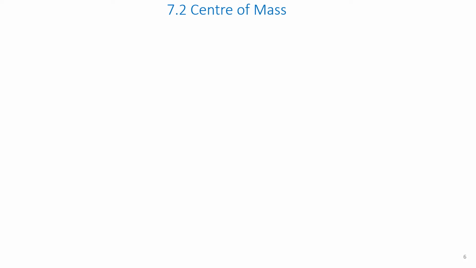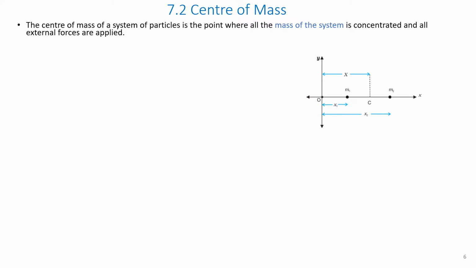Center of mass. The center of mass of a system of particles is a point where all the mass of the system is concentrated and all the external forces are applied. Consider two particles M1 and M2 located on the x-axis at distances of x1 and x2 respectively, as shown in the diagram. O is the origin, that is, the intersection of the y-axis and x-axis.